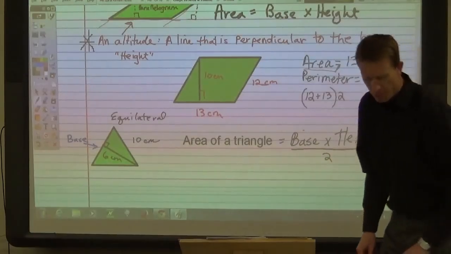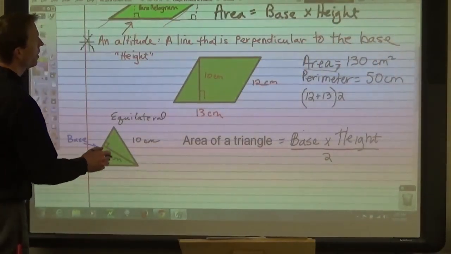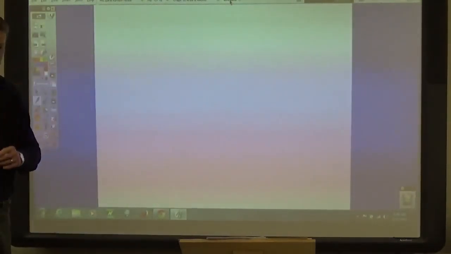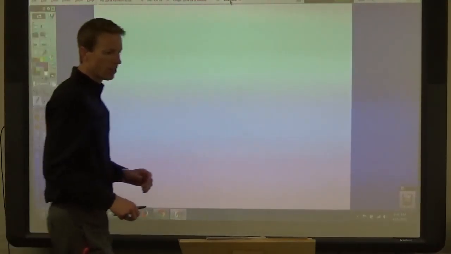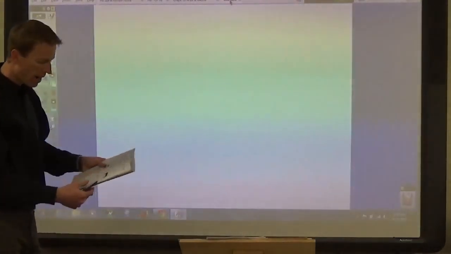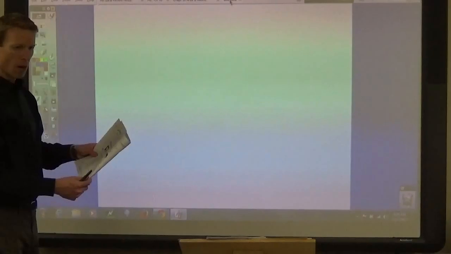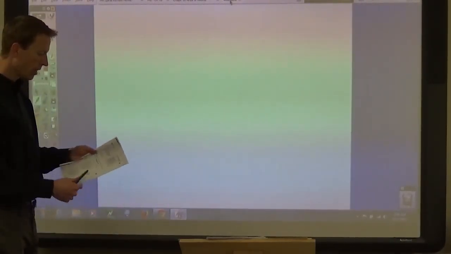Now, in parallelograms, one of the things that you're going to be doing today is graphing the parallelogram. Okay? What you're going to do is use the points that are given to graph the parallelogram, to mark the points and connect the lines. So let's look at the first one.